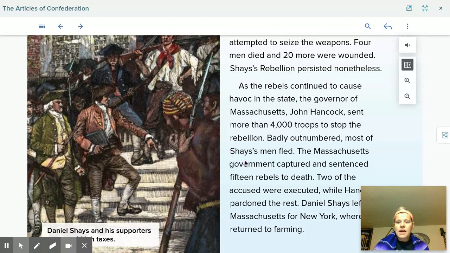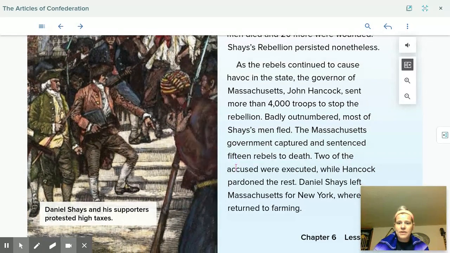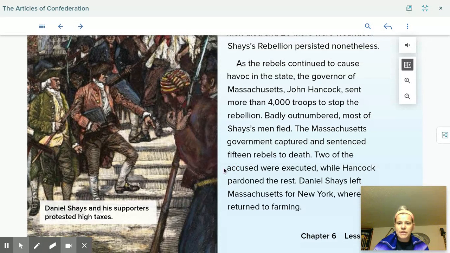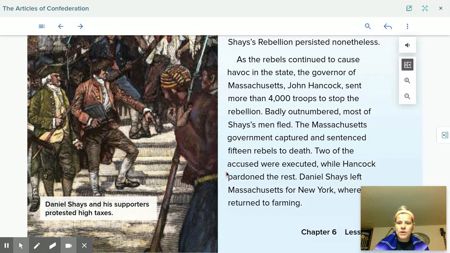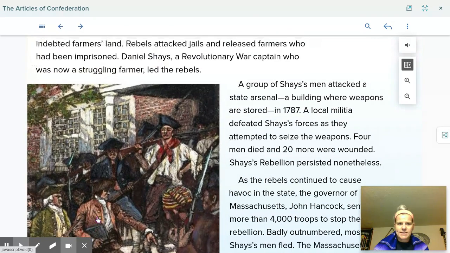The Massachusetts government captured and sentenced 15 rebels to death. 2 of the accused were executed, while Hancock pardoned the rest. Daniel Shays left Massachusetts for New York, where he returned to farming. So this says Daniel Shays and his supporters protested the high taxes.